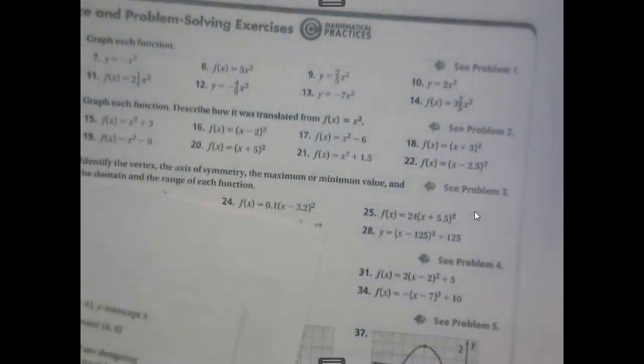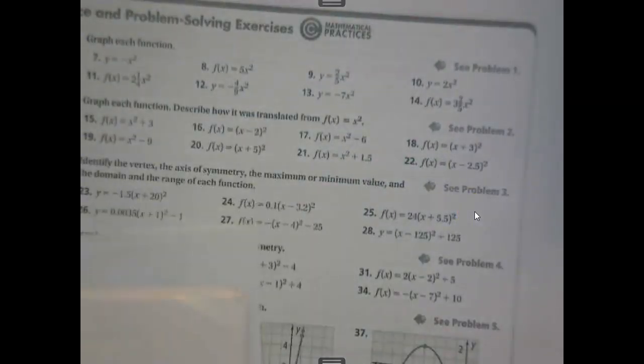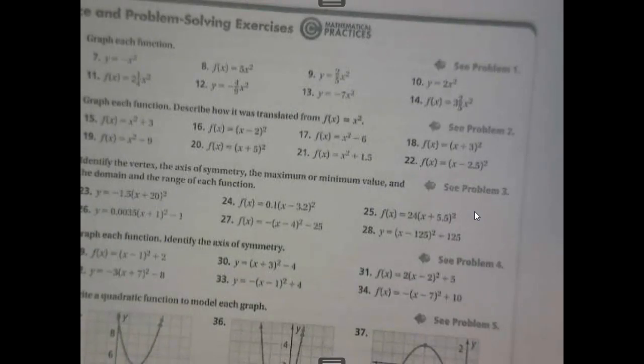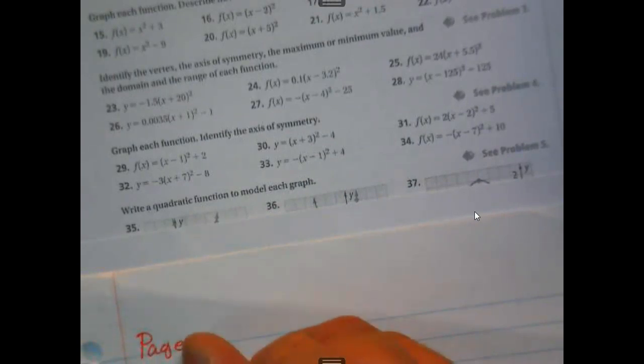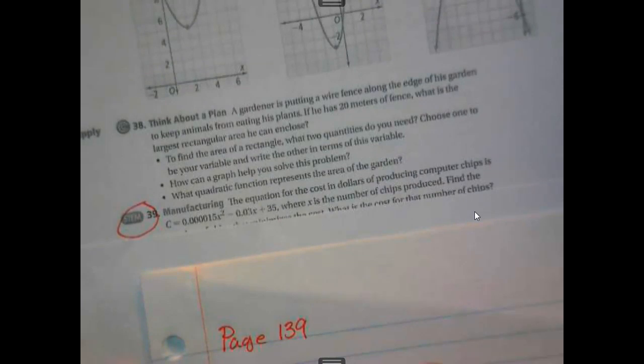Okay, page 139. You were supposed to do number 39. Turn down your music. Number 39. There it is. Okay.